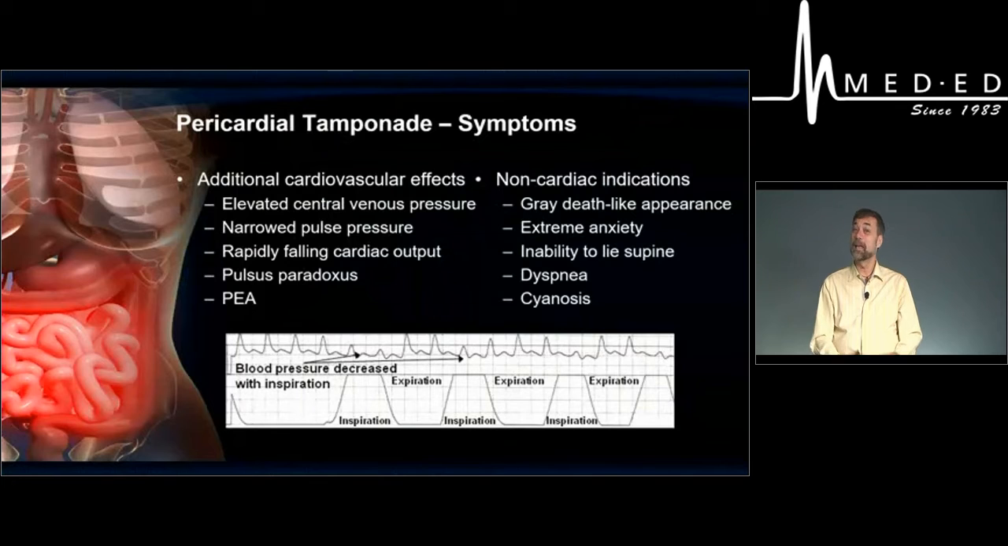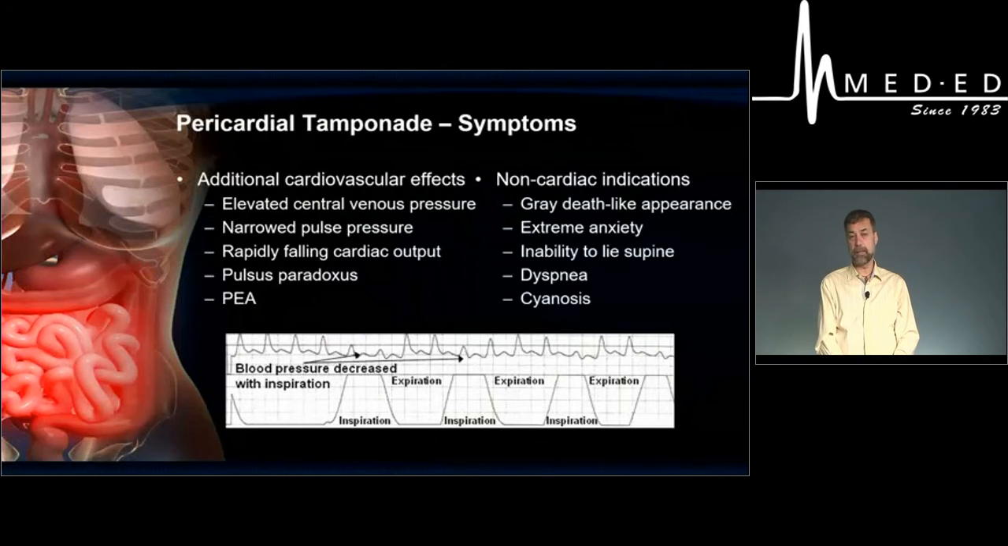Remember from ACLS that one of the causes of PEA is a tamponade. Now, there are some non-cardiac indications of a tamponade as well. The one I kind of already mentioned to you, and that is the patients in extremis. They're sick. People with the tamponade are getting very poor oxygen delivery, so they're going to be sick.